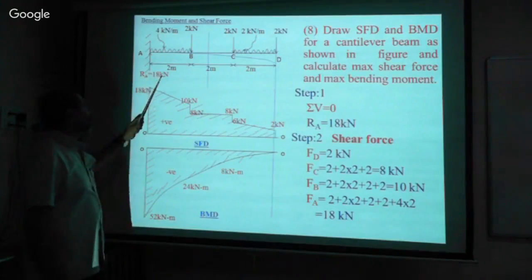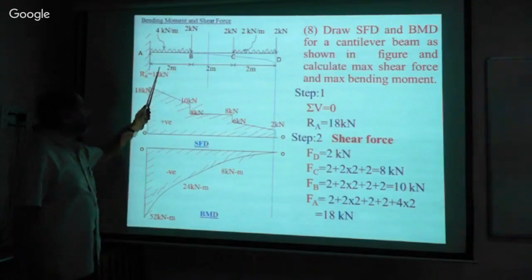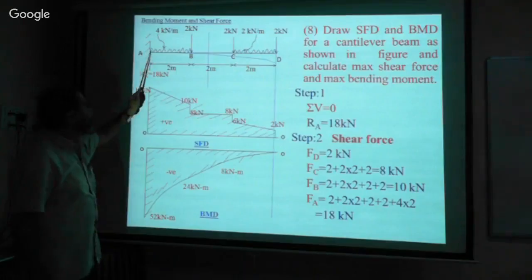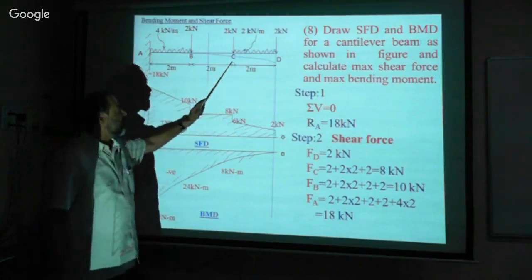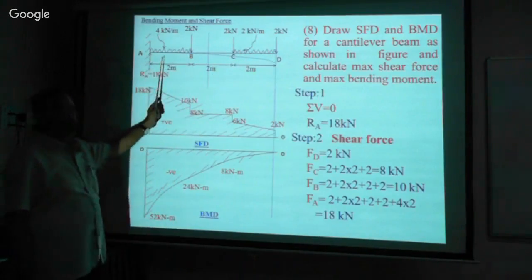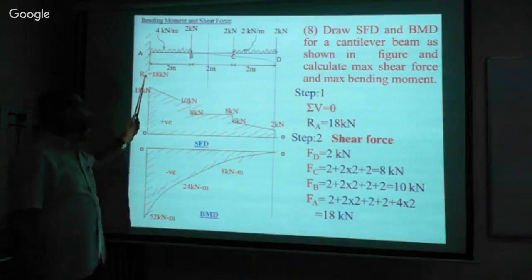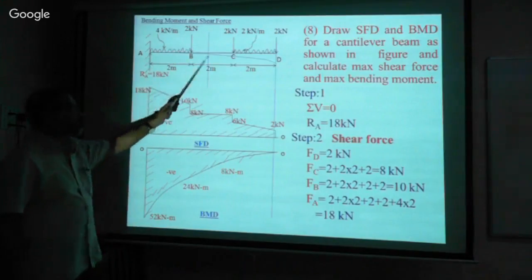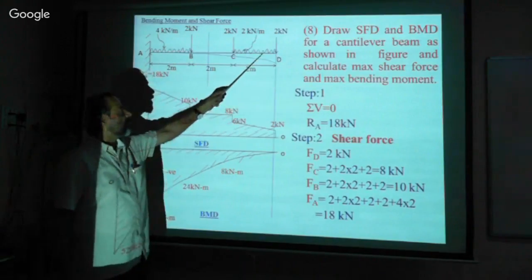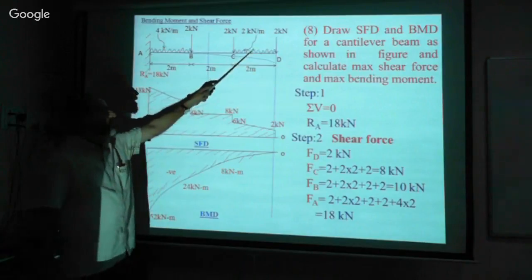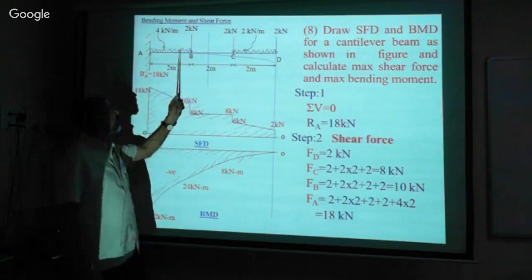RA is equal to how much? This is the result I have written. It will not be given in the problem. Only the beam and load distances are given, and the span will be given in the question. Now this we have calculated. That is step 1: Sigma V is equal to 0, the first condition of equilibrium.